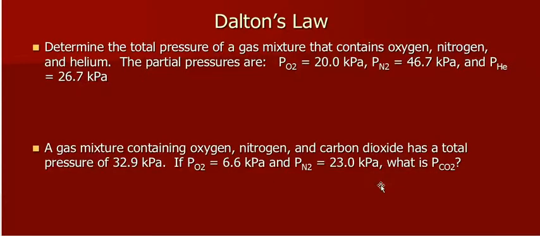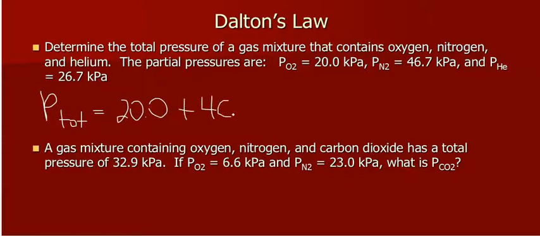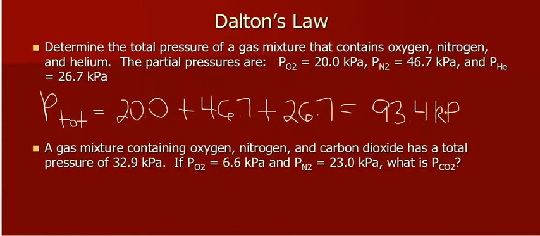So the first example, determine the total pressure of a gas mixture that contains oxygen, nitrogen, and helium. I want to find the total pressure. So P total is simply equal to the sum of the partial pressures, which in this case we got 20 plus 46.7 plus helium is 26.7. So that's all we have to do to get the total pressure in kilopascals. Very straightforward gas law. 93.4 kilopascals.